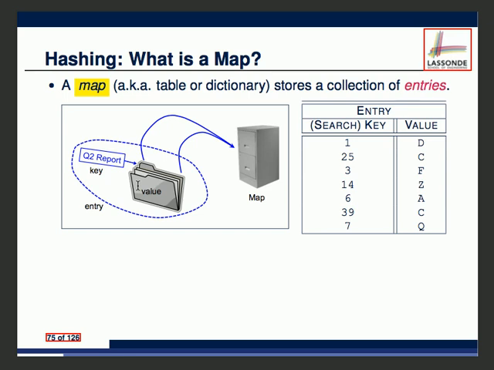Whenever we want to search inside a map, for example, I want to find out the value that is associated with the key 6. What would that be? A. Okay, very good. That's good.